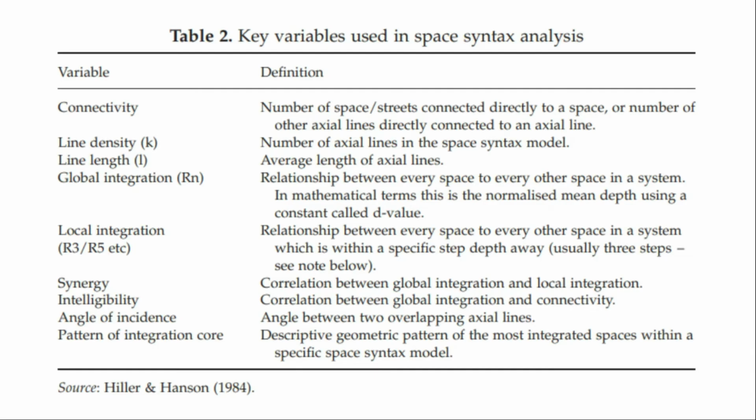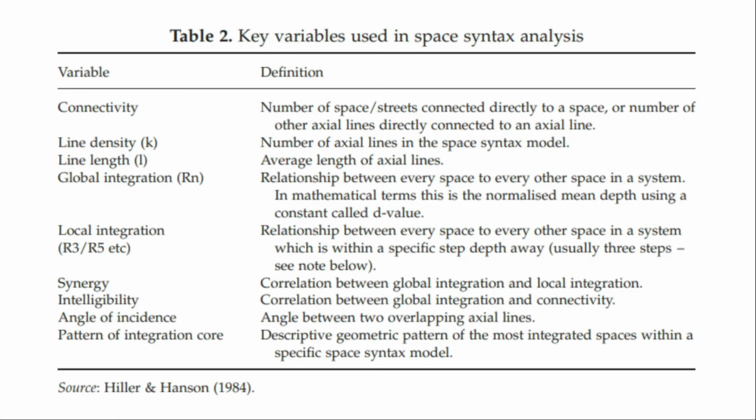The main key variables used in space syntax analysis are: connectivity, the number of spaces and streets connected directly to the space; line density, based on the number of axial lines; line length, the average length of the axial line; the global integration n value, the relationship between every space to every other space in a system; and the local integration, which can be R3 or R5, the relation between every space to every other space in a system which is within a specific step depth away.